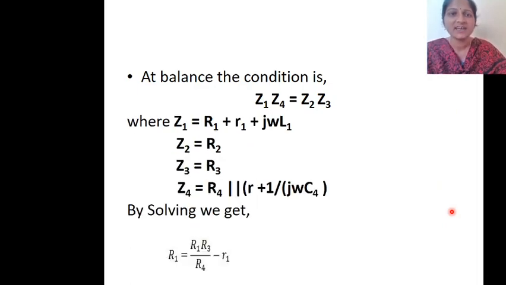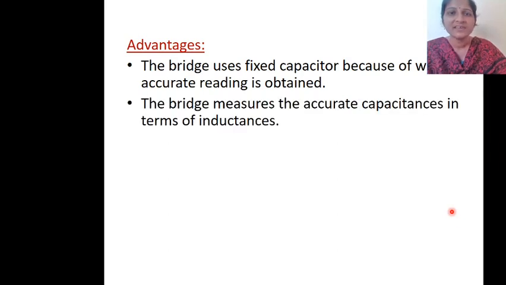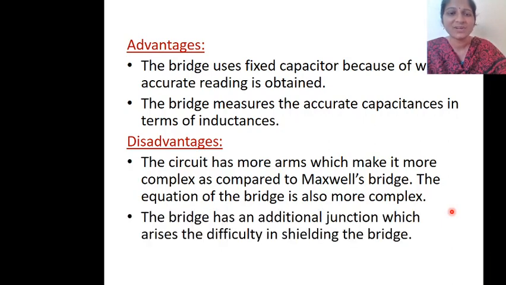And the advantages of Anderson bridge are: the bridge uses a fixed capacitor, because of which an accurate reading is obtained. You are not using any variable capacitor, you are using a fixed capacitor, so the accuracy is more. And the bridge measures accurate capacitances in terms of inductances. The disadvantages are: it has an extra node e, that is small e, because of which the circuit becomes more complex, and the shielding of the bridge is also a bit complicated. So these are the disadvantages.